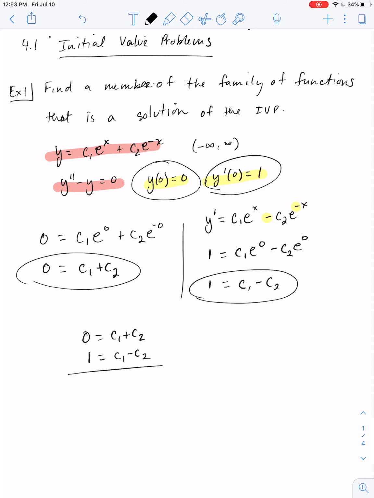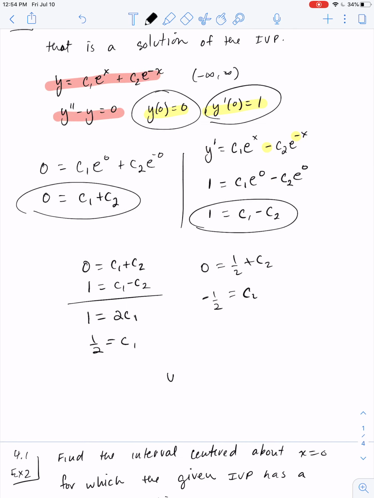You could add the two equations together. We'll get 1 equals 2C1. So I know C1 is going to be 1/2, and then if I plug it back in, it doesn't really matter which equation, right? Say we plug it into the first one, you will have 1/2 plus C2, so C2 has to be negative 1/2.